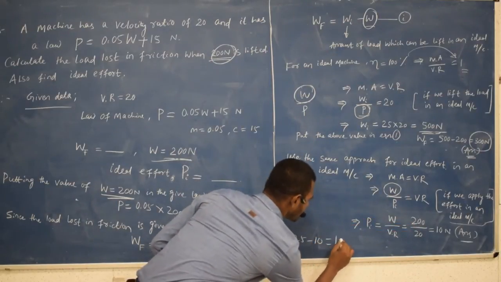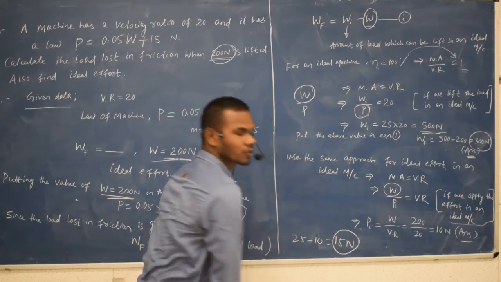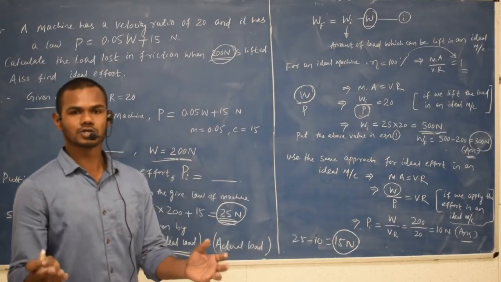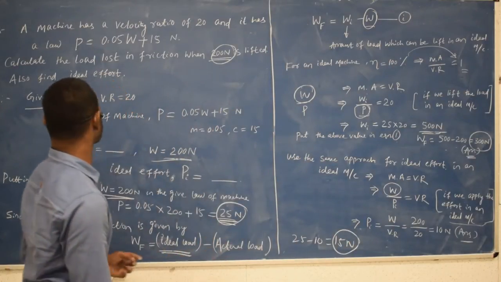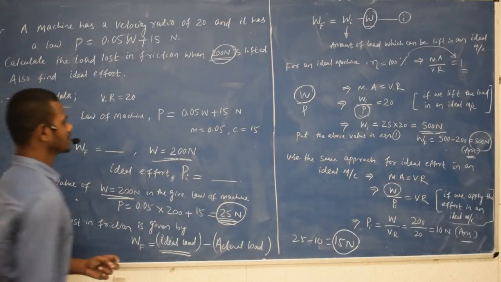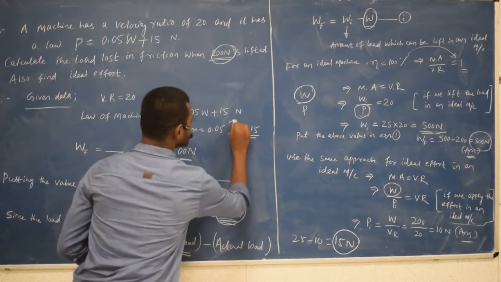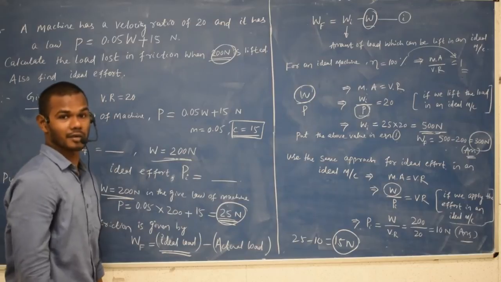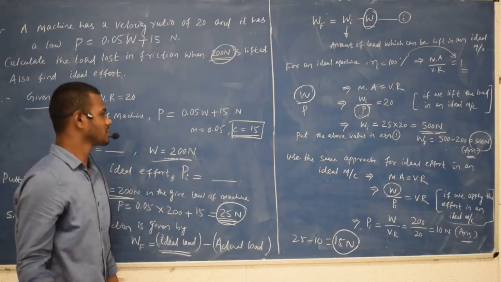25 minus 10, which comes as 15 Newton. This 15 Newton of effort was lost to overcome the friction, which you can easily see here. C equal to 15. This C is the y intercept. I have discussed it in the previous lecture.